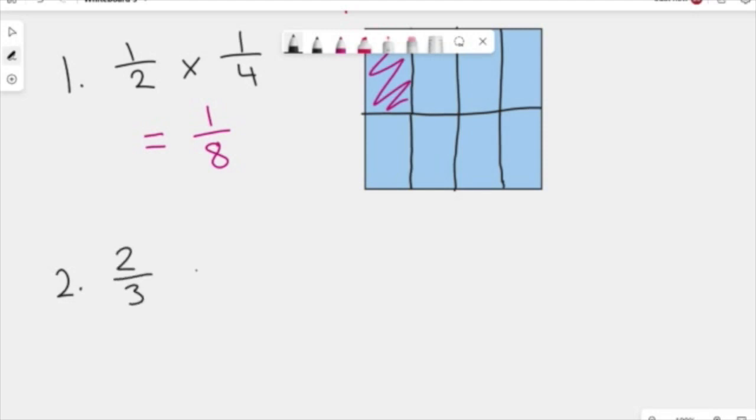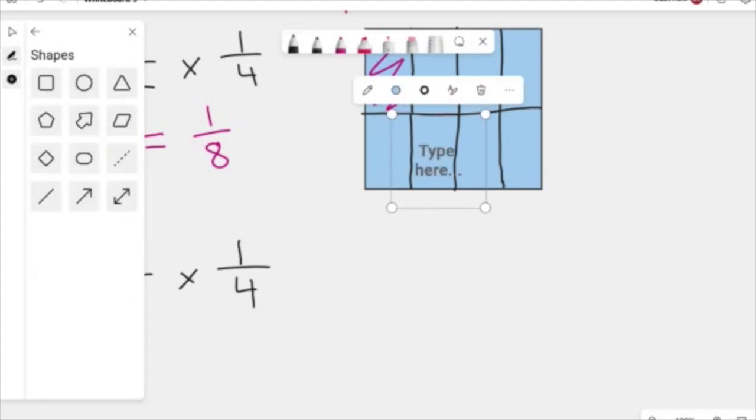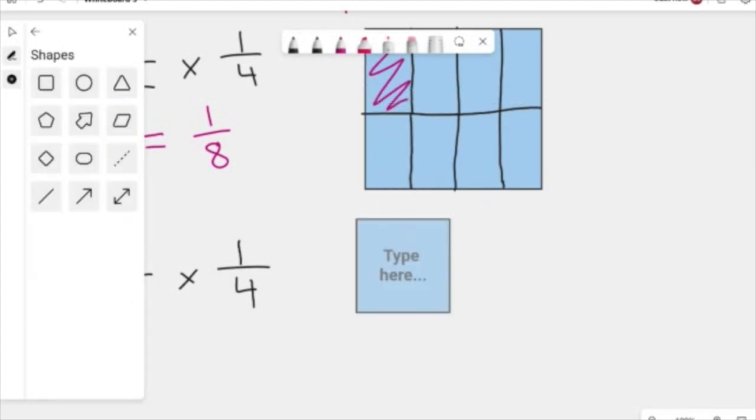2/3 lots of a quarter. So, in quite a similar position to where we were before, but we're going to do the same thing here. We're going to draw another fraction square, and I find these just to be a good way to visualize these fractions we deal with.